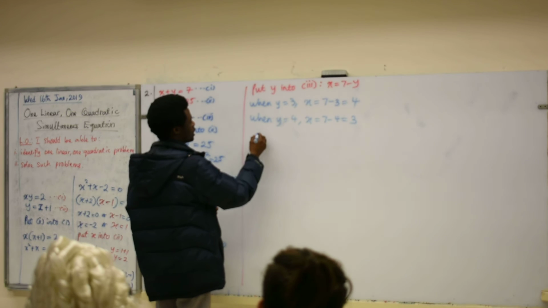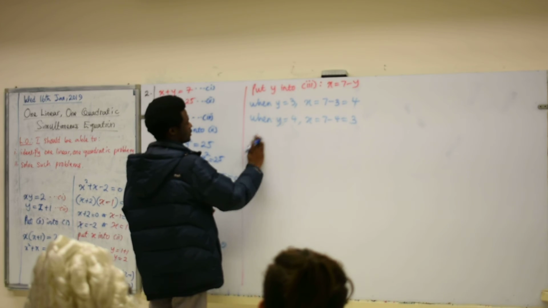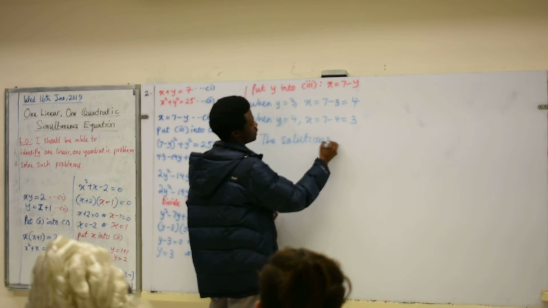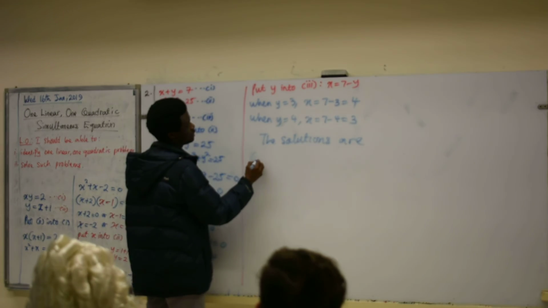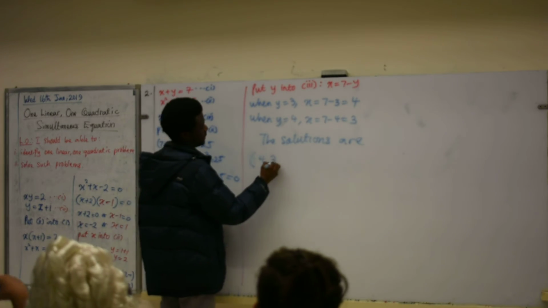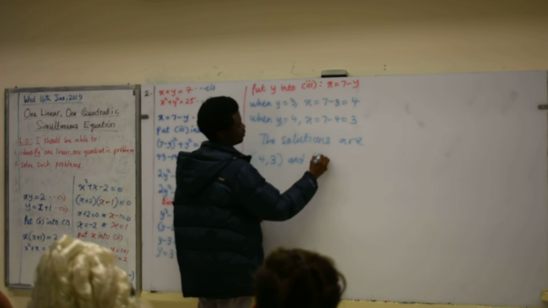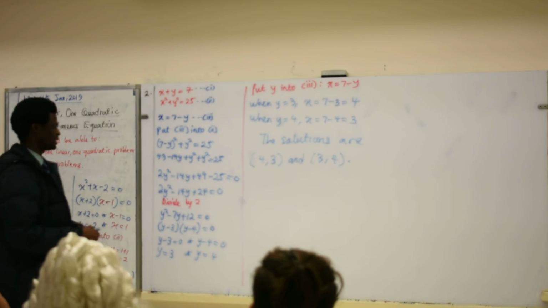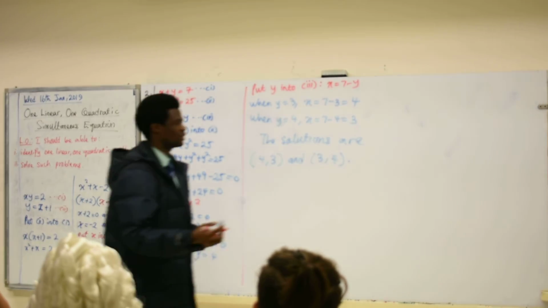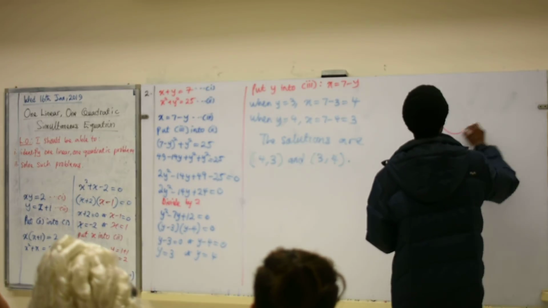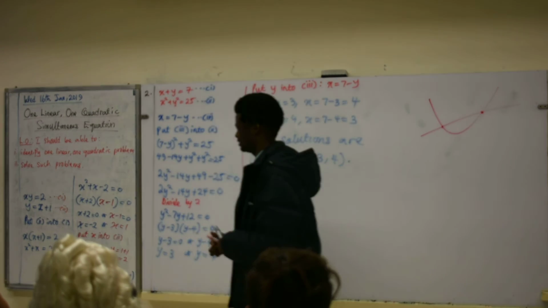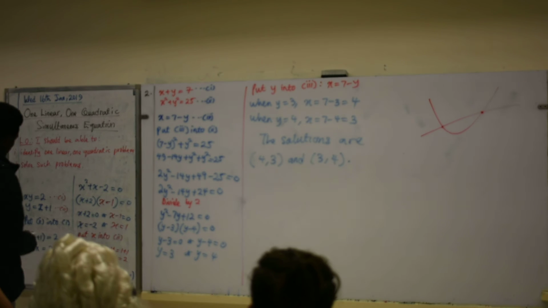So the two solutions are what? 4, 3, and 3, 4. It's or. Wait, no, it's an and. They are the solutions. When we say the solution, where do these two graphs meet? They meet here and here. That's what it means.